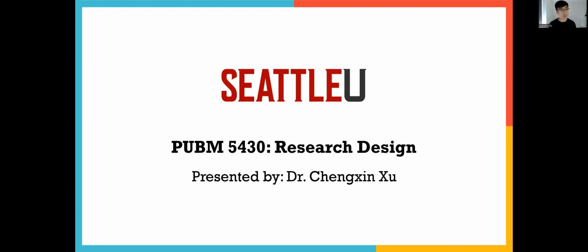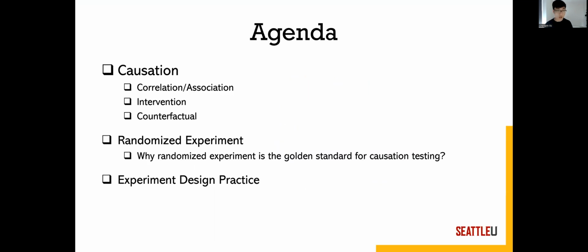So this class will be separated into three parts. There will be two lecture videos. One is about causation in general. Here we're going to understand the logic of causal identification. We're going to talk about three major elements which establish the foundation of causal identification, including correlation, intervention, and counterfactual.